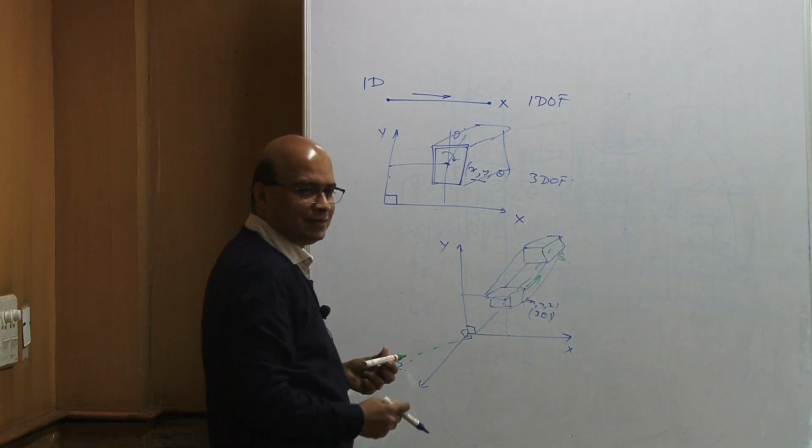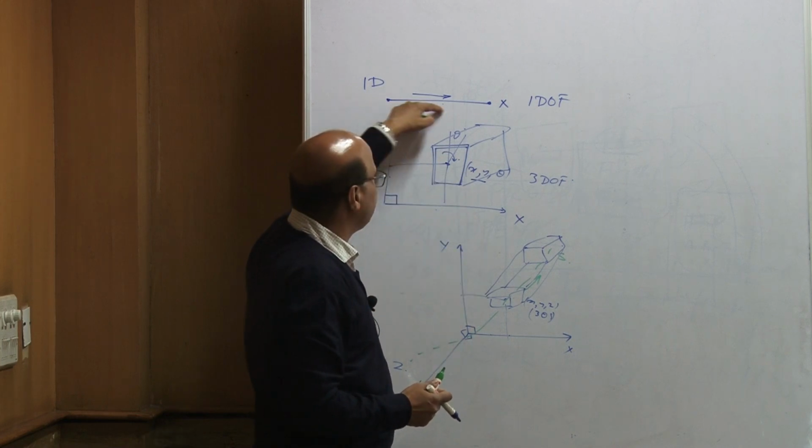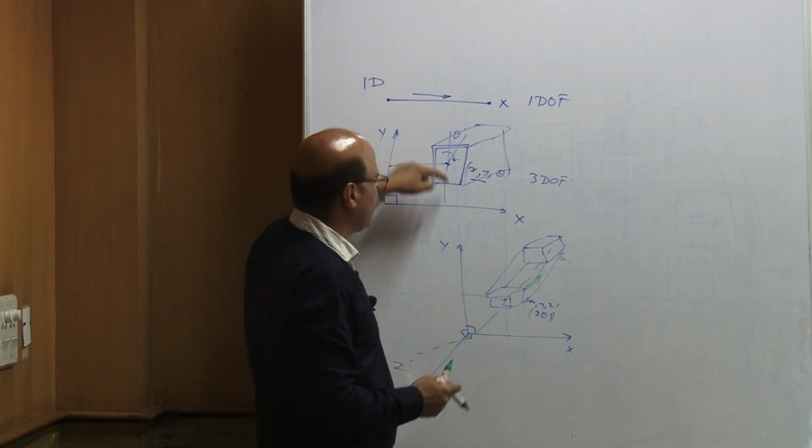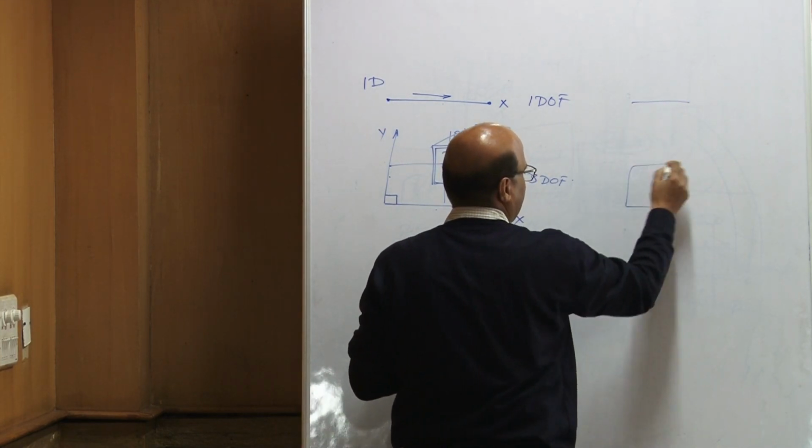Can you imagine? How did we come from here to here to here? I have 1, which means one line. I projected it that side, it becomes a square. So this is like this. Becomes a square. This is 2D.